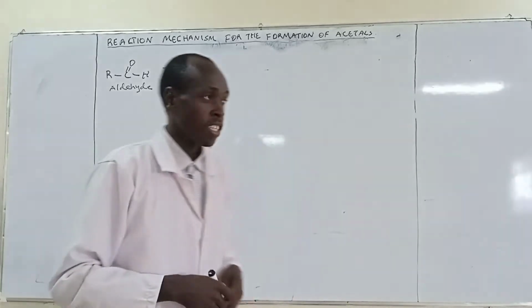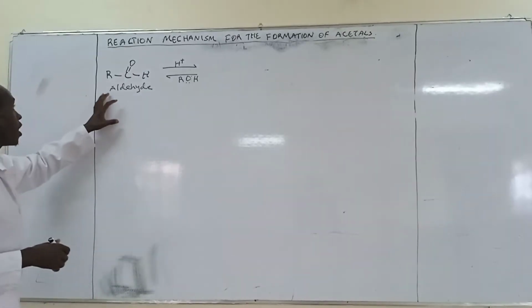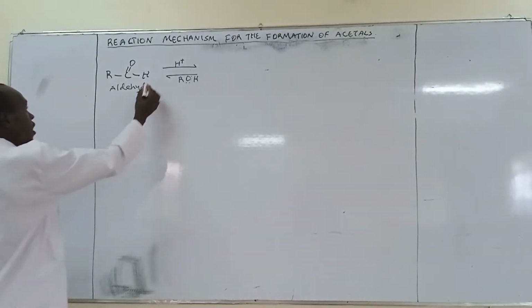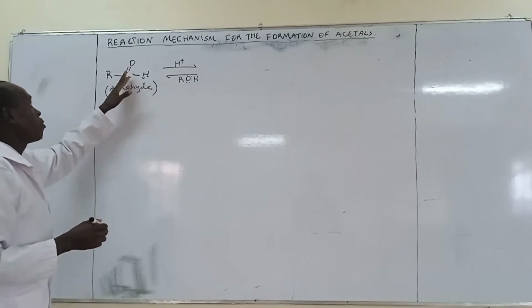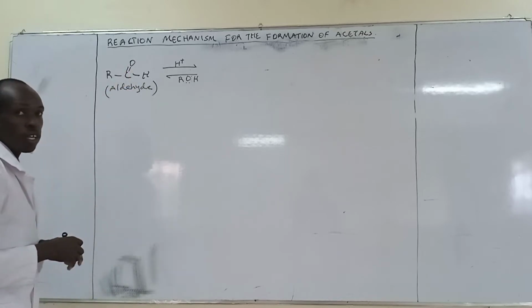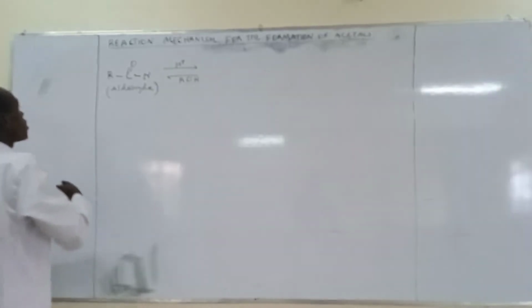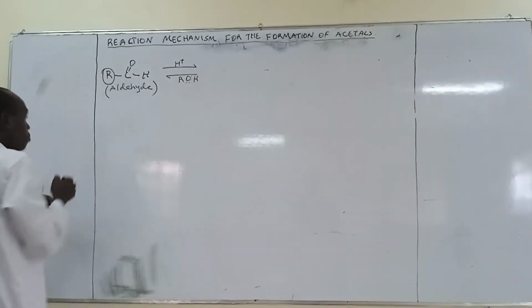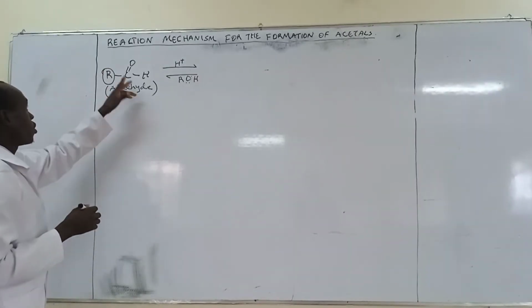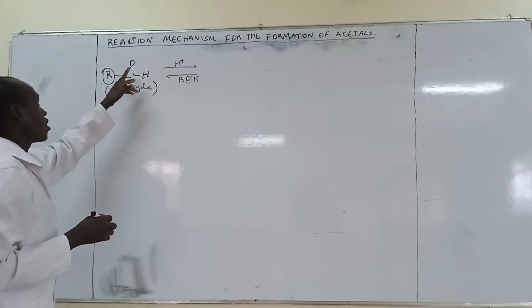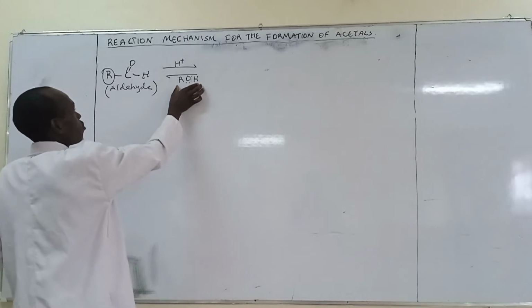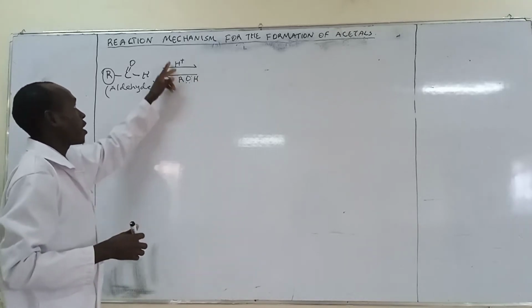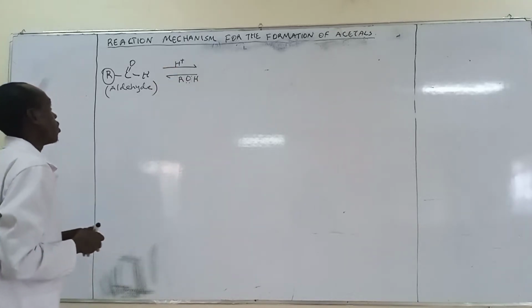Now let's start. Now we have our aldehyde here. This is our aldehyde, R, C double bonded O, then bonded to hydrogen. So this is an alkyl group connected to C double bonded O, and then H. And then we are going to react it with alcohol in the presence of an acidic medium, H+ ion.